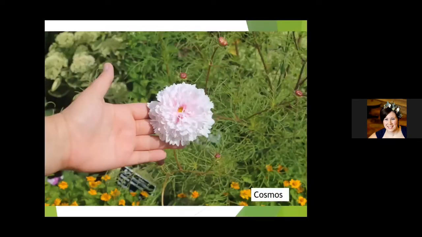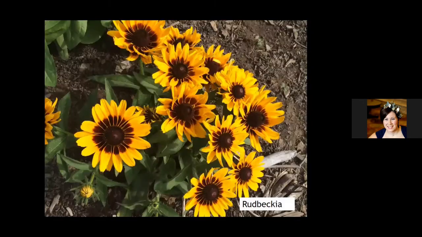Cosmos is also very easy to start from seed. This one in particular is more of a double, triple petaled variety, so it has a ton of petals, but traditionally it's going to have more of a daisy appearance, but cosmos are very easy from seed. And black-eyed Susans too. We think of black-eyed Susans as a perennial, but the annual form of black-eyed Susan also comes in a wide variety of interesting colors that make great cut flowers as well.